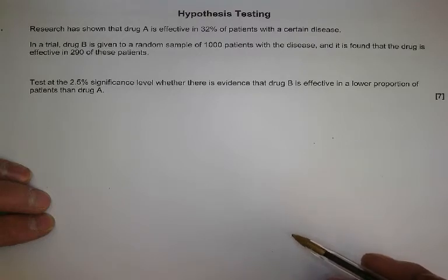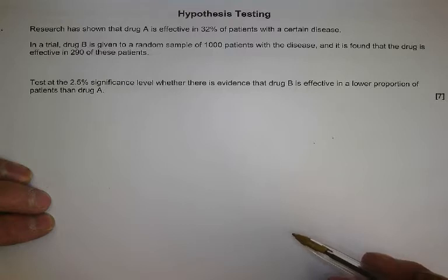Research has shown that drug A is effective in 32% of patients with the disease. So we've got a percent going on here, so we're thinking of success and failure. We're thinking binomial. In a trial, drug B is given to a random sample of 1,000. Well, that fits with the binomial because we've got a fixed number. So 1,000 patients with the disease, and it found that the drug is effective in 290 of these patients. So we've got a new probability of success happening here.